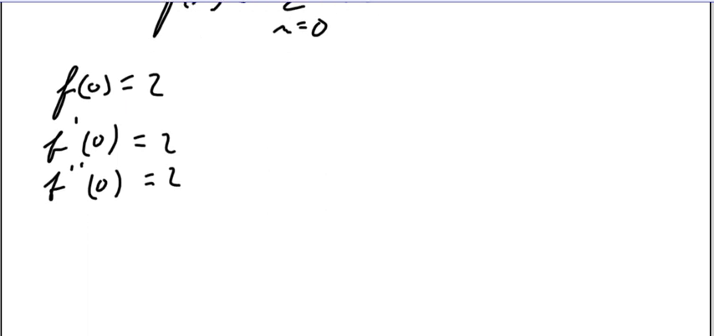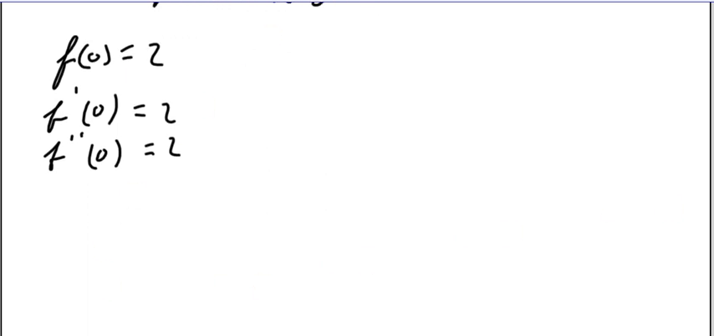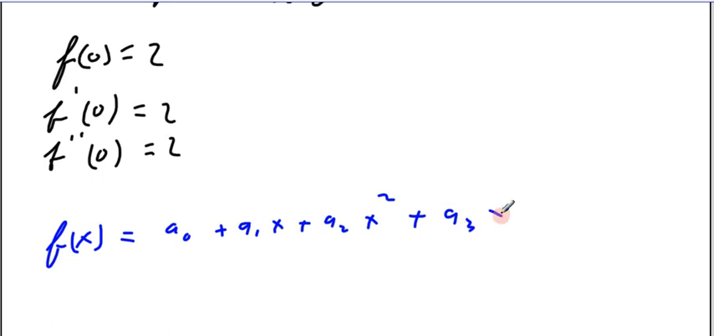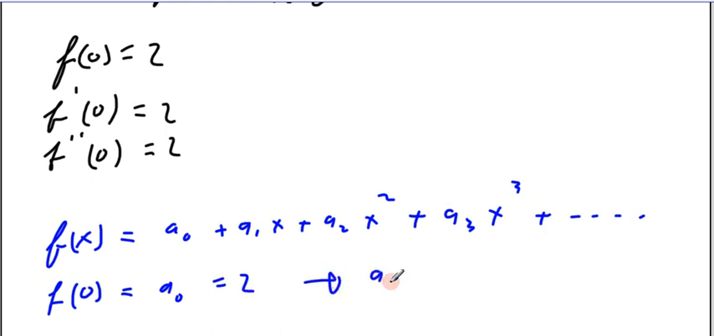Well, if we look at the function f of x, that's a0 plus a1x plus a2x squared plus a3x cubed plus, keep on going forever. And f at 0 is going to be a0, which has to be 2, which implies that a0 is 2.